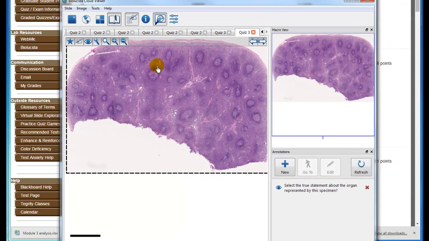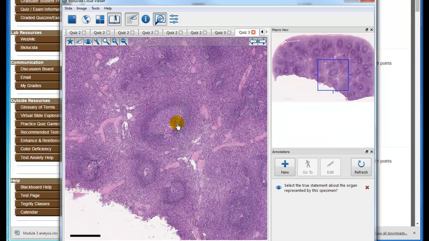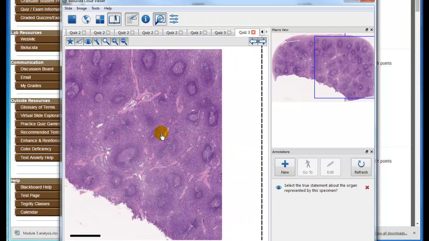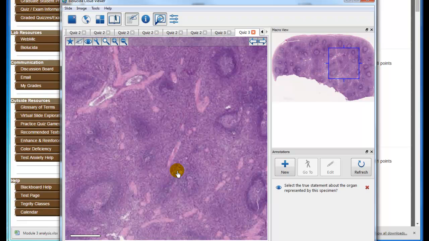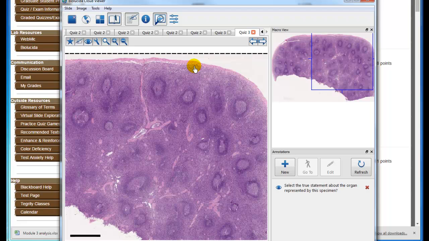And you can see it does not have a cortex and medulla. These nodules, these splenic nodules, are scattered throughout. And you can double check and find central arteries associated with the nodules. And you see a capsule up here. But you also have to know, if this is a spleen, what's its function?